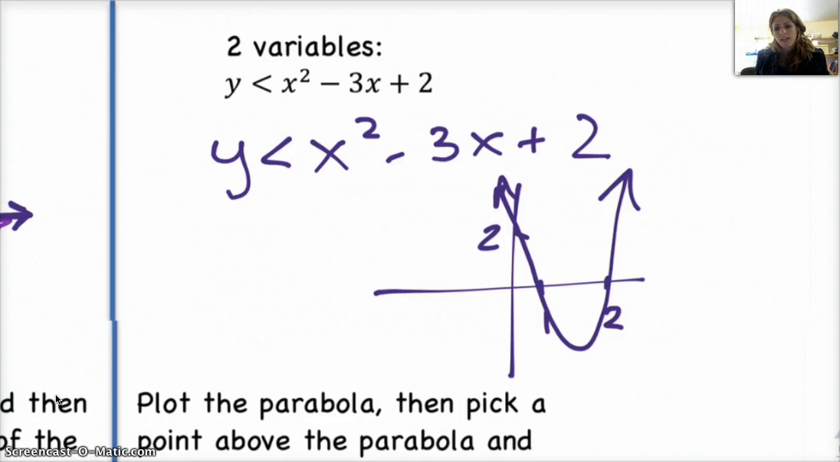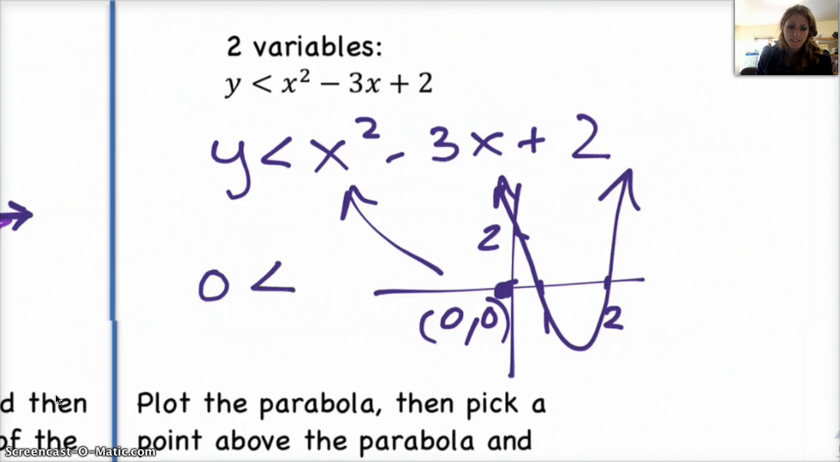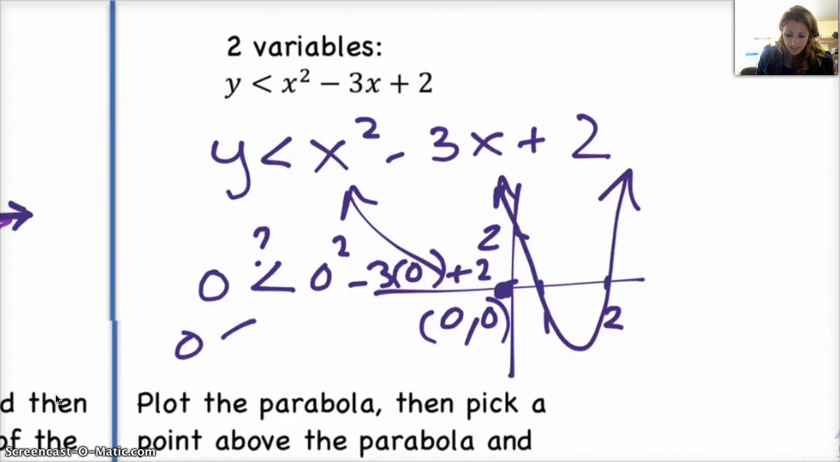And so again, you could probably just pick a few points and see what works. So if I want to pick a point outside the parabola, 0, 0, I want to see, does that work in my inequality, right? So is 0 less than 0 squared minus 3 times 0 plus 2? Is 0 less than 2? It is. So that works.